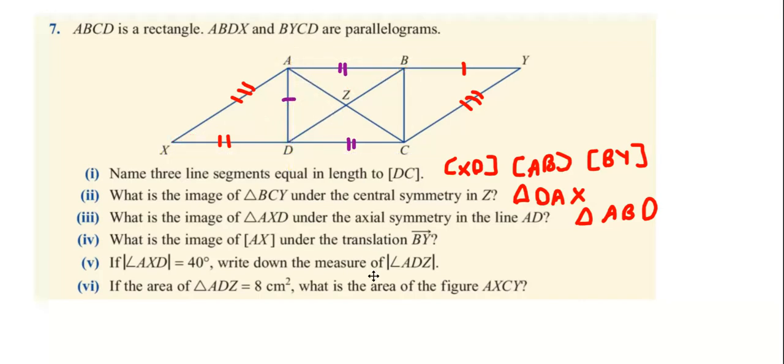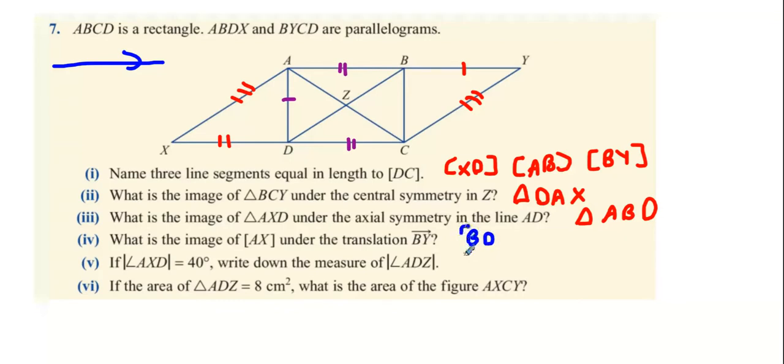Now, what is the image of AX under the translation BY? AX, which is this line here, under the translation B to Y. B to Y means we have to skip across this distance here. This means A will turn into B and X will turn into D. So it's going to be BD.